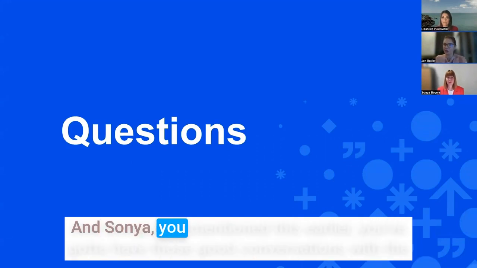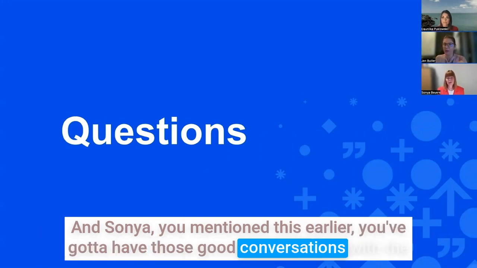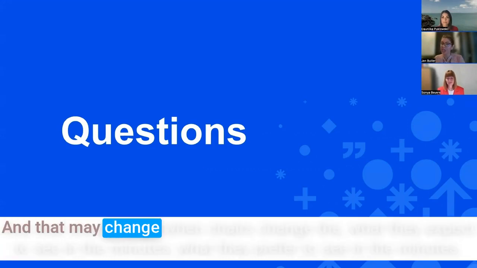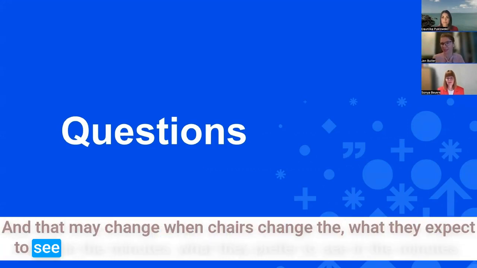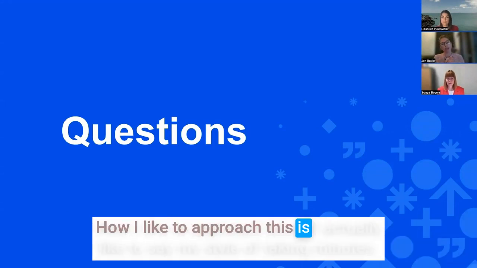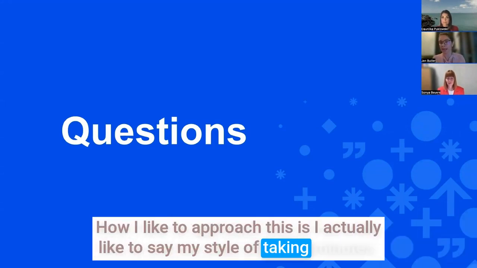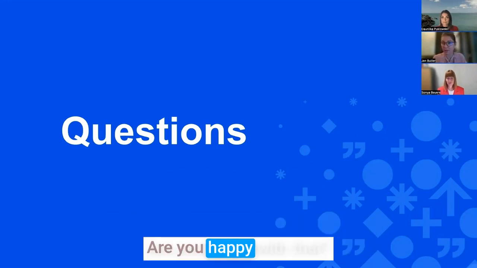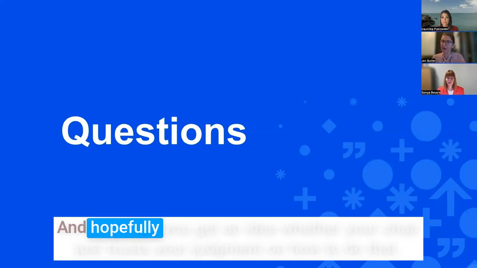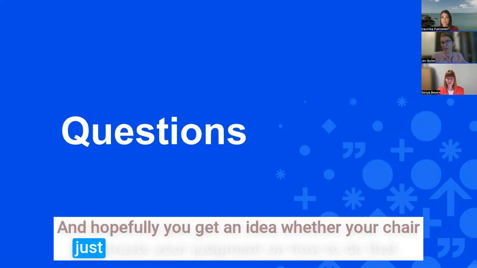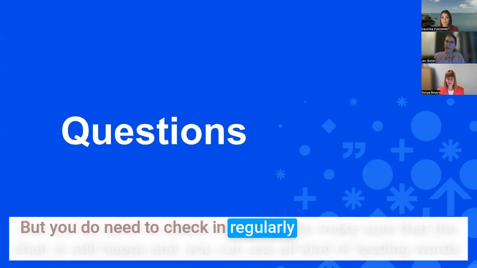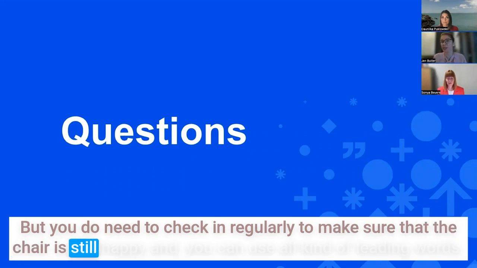The second hot tip that I'm going to give you is make sure that the expectations from the chair are met. And Sonia, you mentioned this earlier. You've got to have those good conversations with the chair to know what it is that they expect of you. And that may change when chairs change, with what they expect to see in the minutes, what they prefer to see in the minutes. How I like to approach this is I actually like to say my style of taking minutes is this, are you happy with that? Because I'm the expert. It's my job. And hopefully you get an idea whether your chair just trusts your judgment on how to do that. But you do need to check in regularly to make sure that the chair is still happy.